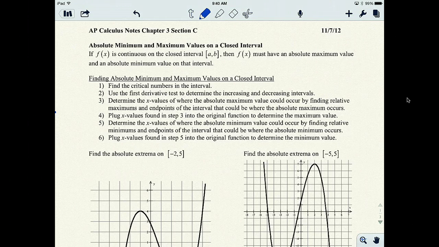Hello, this lecture is Unit 4, Standard 2. In this particular section, we're building upon the last lecture where we talked about relative maximum and minimums. This particular section, we're talking about absolute minimum and maximum.